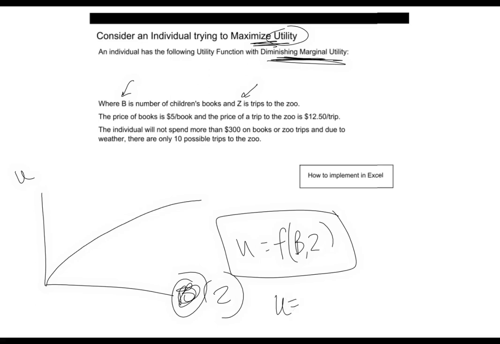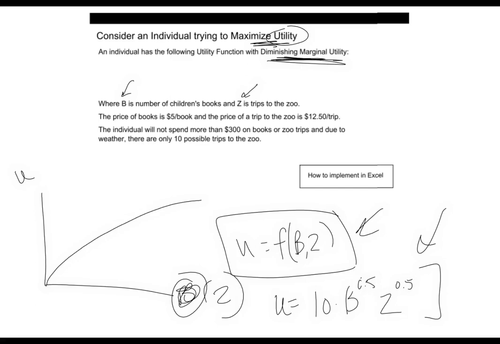Let's assume that utility is equal to 10 times B to the 0.5 power, Z to the 0.5 power. Those exponents of 0.5 on the utility function are going to give it this nice little shape. What I'm doing here is introducing a nonlinearity into the objective function. A little bit different than what we had before.